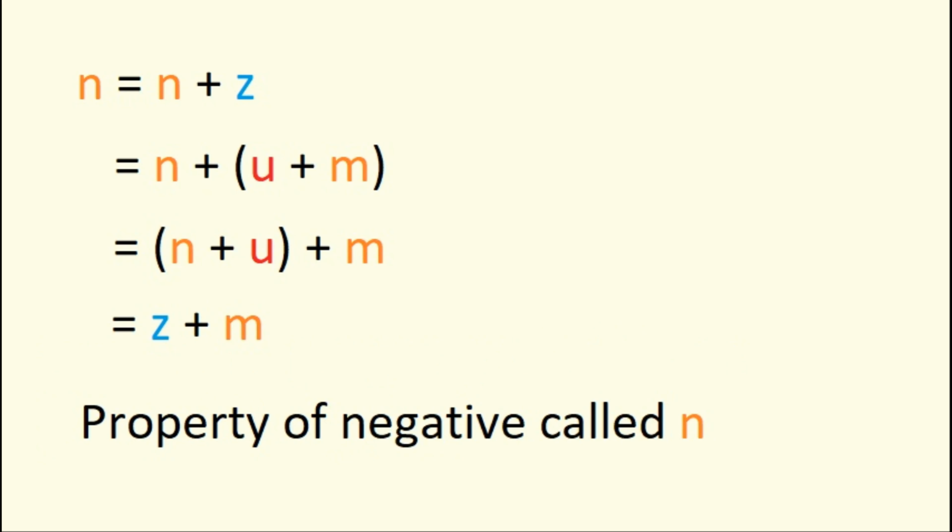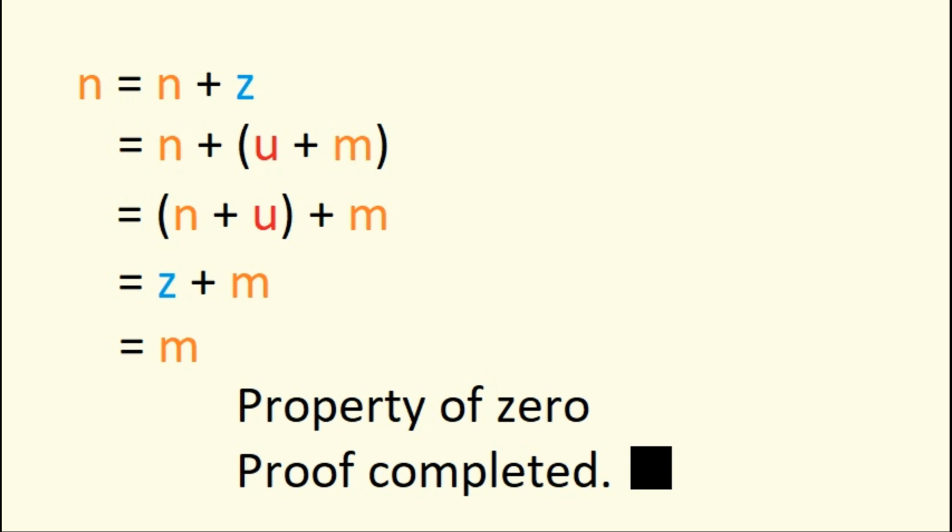We use the property of the negative to simplify the expression. This time we use it for the negative vector called N. And lastly, we use the property of 0 to simplify the expression, leaving the negative M by itself. Thus, we have completed the proof.